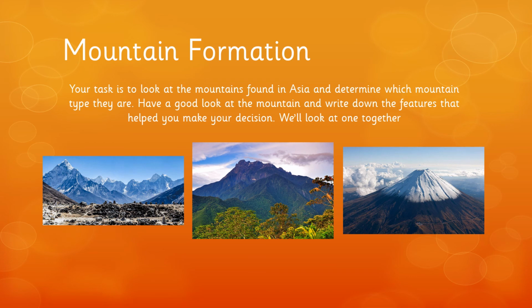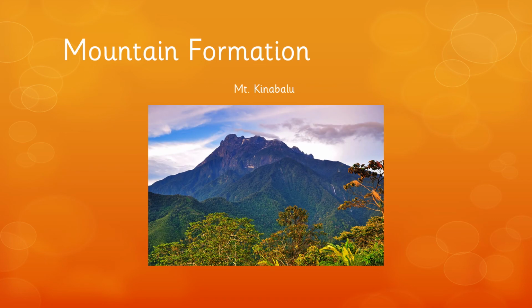Now it's your turn. On your sheet are 5 mountains or mountain ranges found in Asia. You need to look at the features, then fill in the table before determining which mountain it is. We'll do one together on the next slide. This is Mount Kinabalu. I can see it has a long slope down one side and a sheer drop down the other. These are features of a fault block mountain, so I think Mount Kinabalu is a fault block mountain. Now have a look at the other 4 mountains on your sheet.